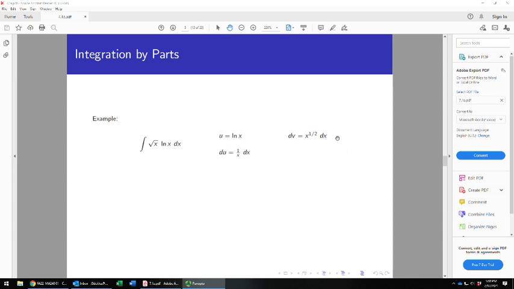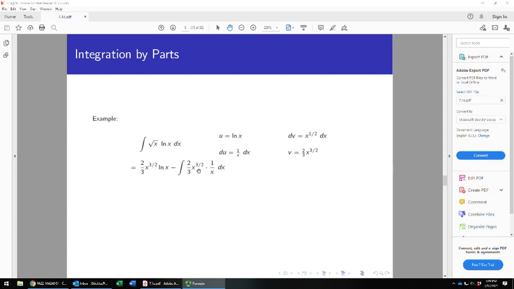Differentiate your u, integrate your v. And again, we don't have to worry about the plus c here because we'll handle that at the end. Integration by parts formula says we take u times v minus the integral of v times du.